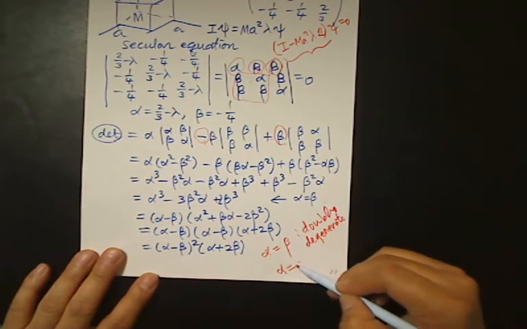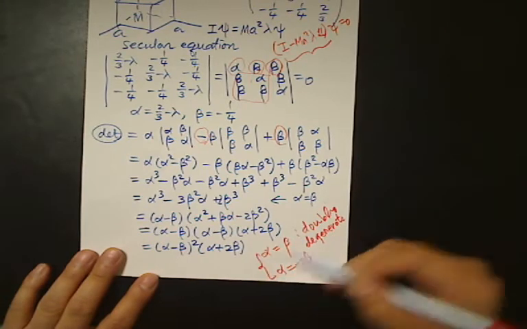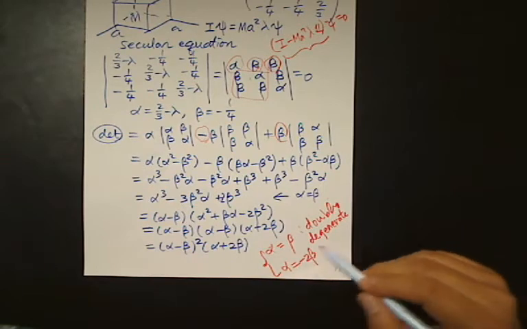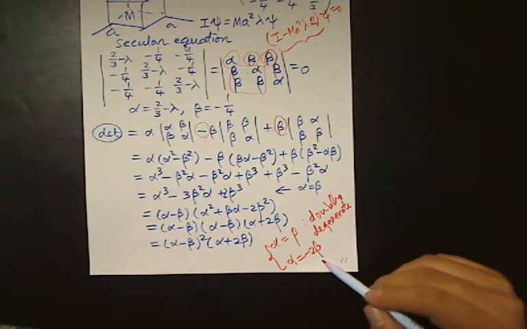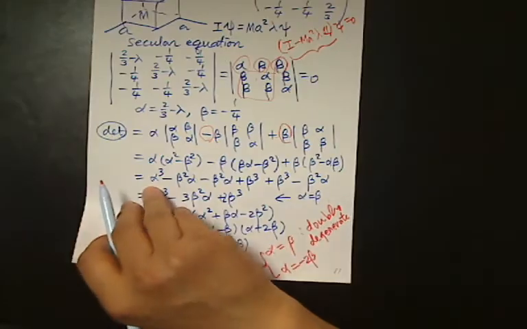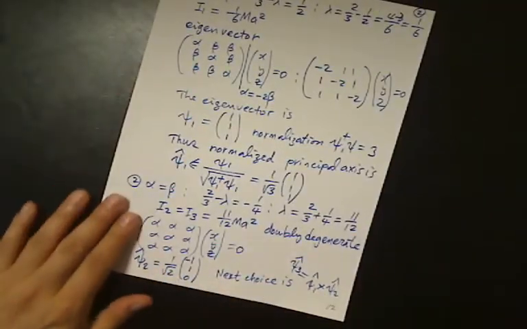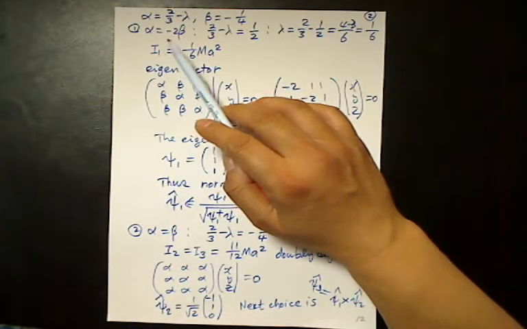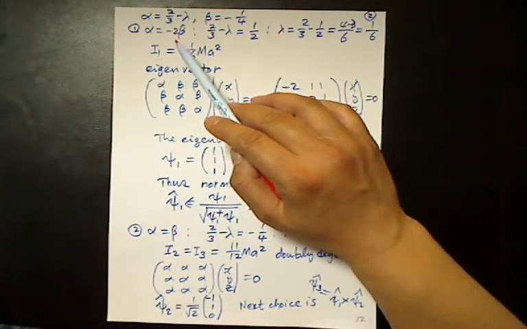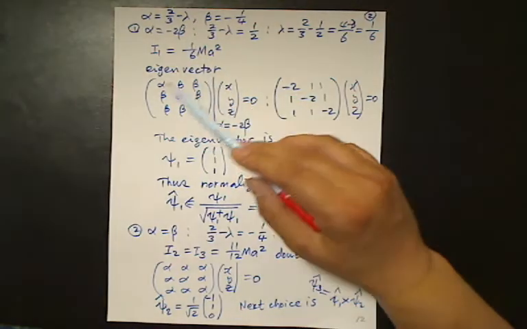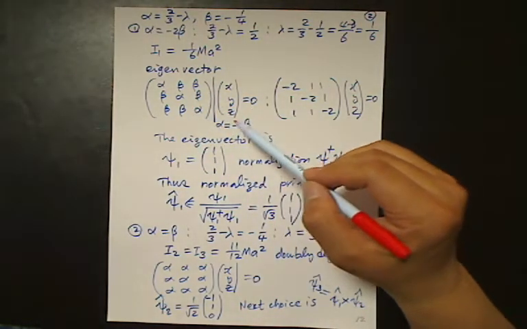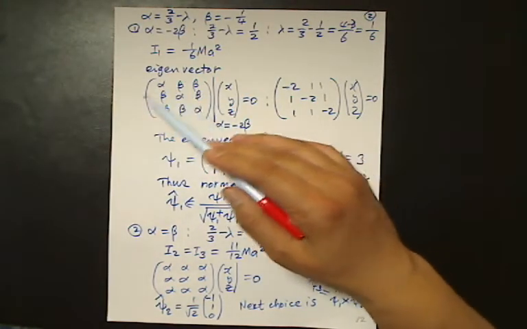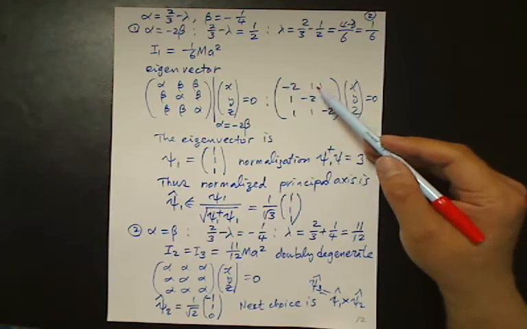And we have alpha equals minus 2 beta. So we have two independent states for alpha equals beta, and another state is alpha equals minus 2 beta. Now, we can substitute this alpha equals minus 2 beta condition into this secular equation. We find we can pull out the overall vector, and we have minus 2, 1, 1.